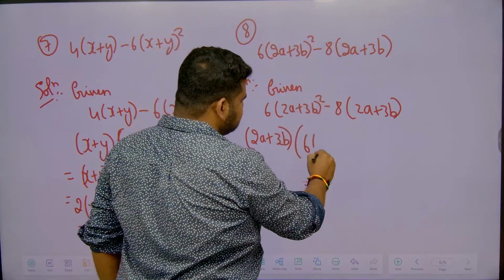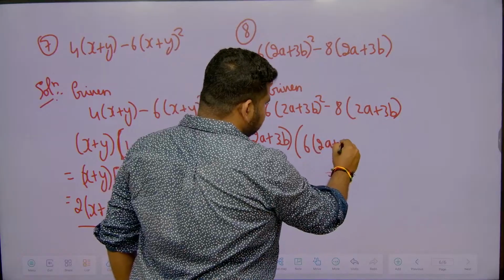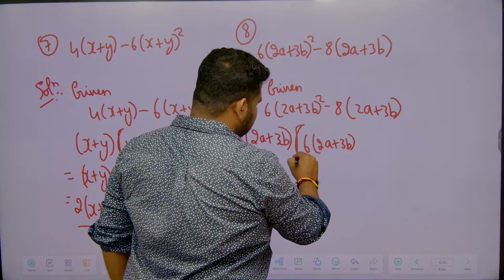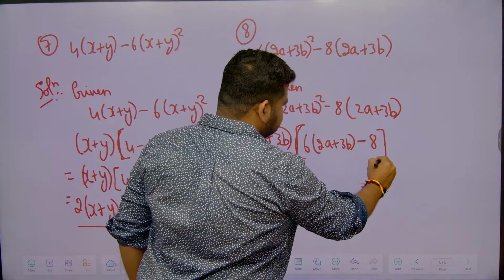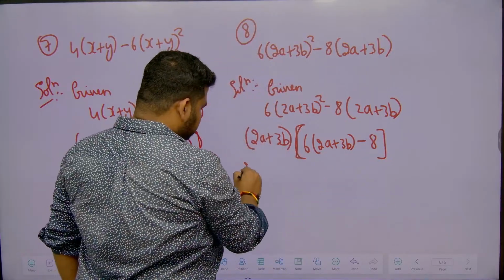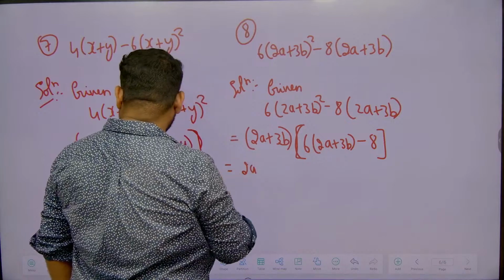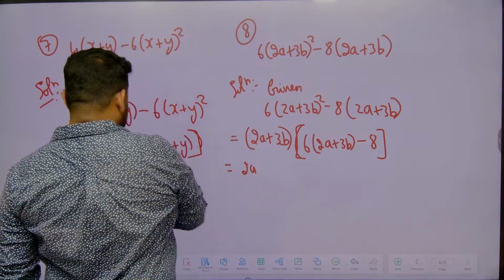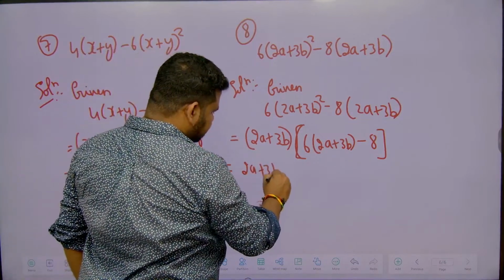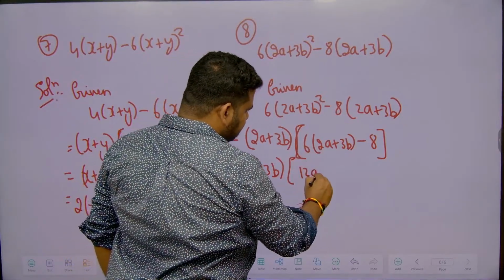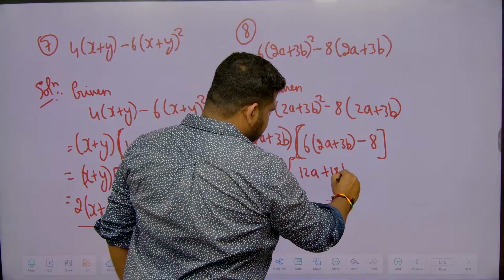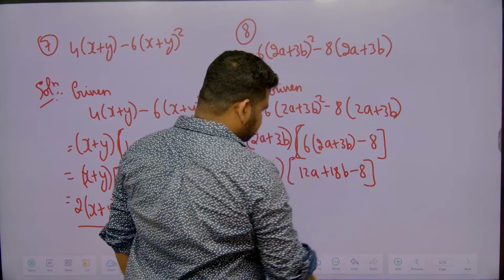So this will become 6 times (2a plus 3b). Let us make this a square bracket. What about this one? This will become minus 8. Now, you should write equals everywhere. Okay, 2a plus 3b into what is this? 6 into 2 is 12a plus 6 3 is 18b minus 8. This is what we will have.